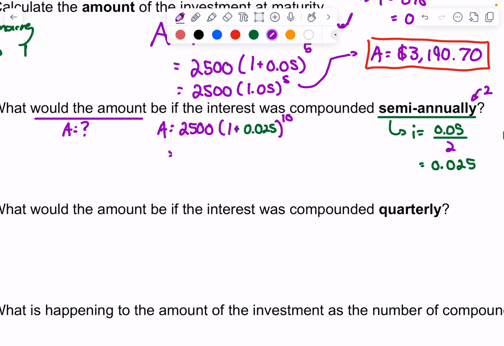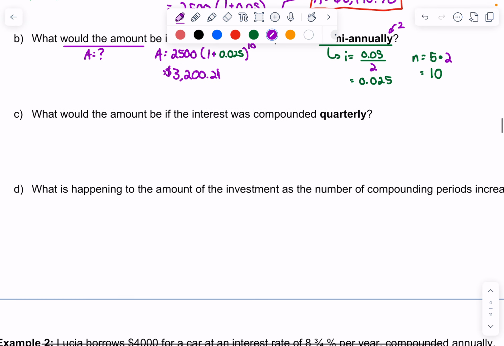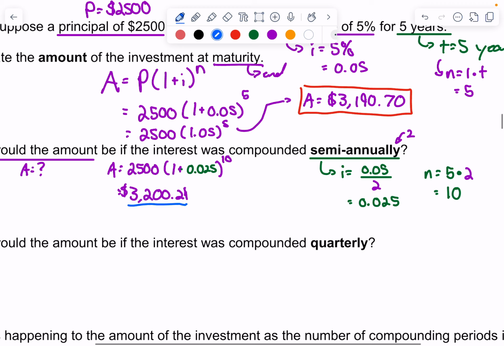Your A is going to be 3,221 cents. So again, 2 decimal places because you're dealing with money. Okay, I know we're going to conclude what happens in part D, but I just want to pause for a second and just have you make your own conclusion as we go.